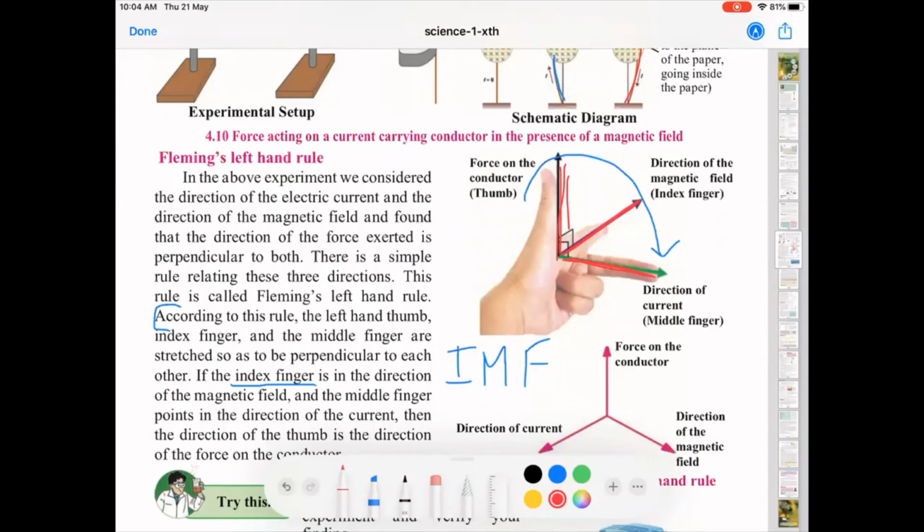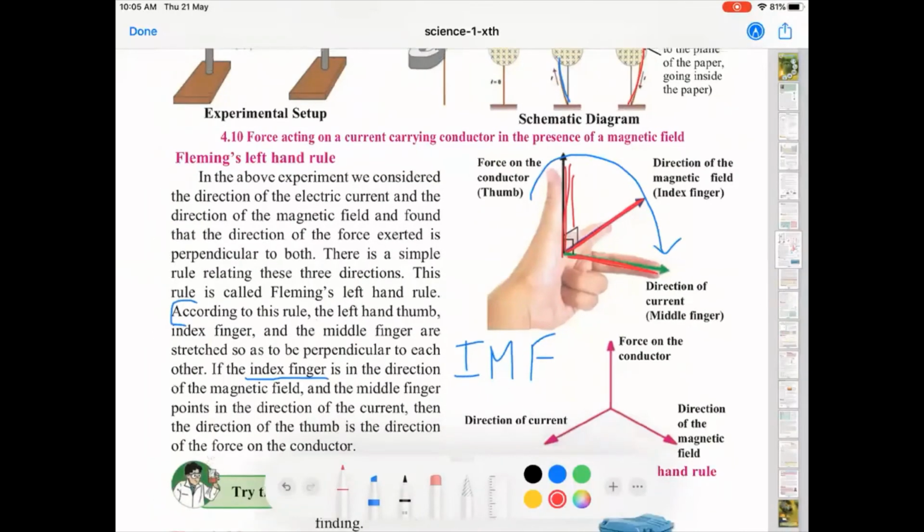Then you can repeat with me: the direction of the thumb is the direction of the force on the conductor. So this is Fleming's left hand rule.